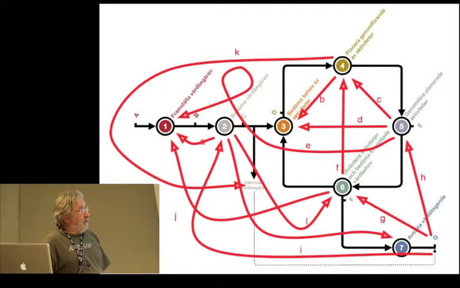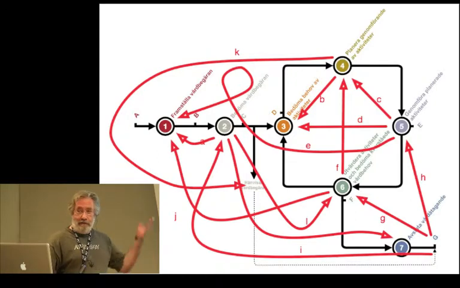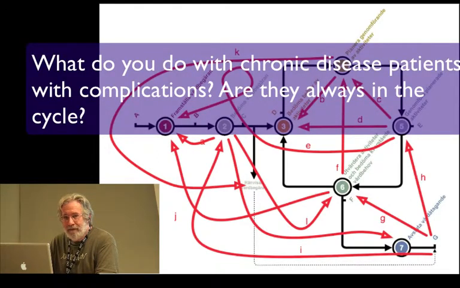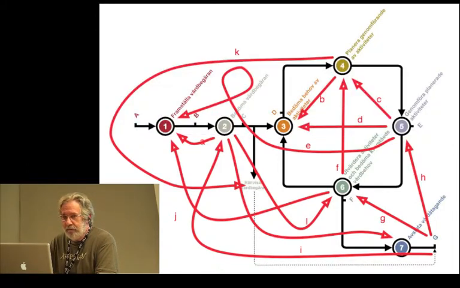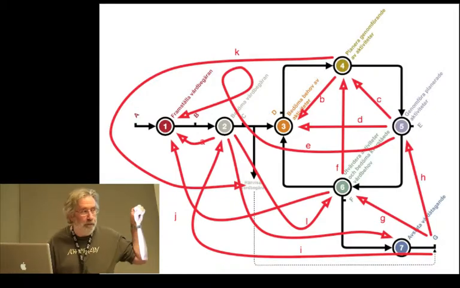Now, if you actually want to measure just how fast you can treat patients and get them through, that sounds like a Dell call center, right? If you want to get your cancer treated by a Dell call center, go ahead. Yeah, what do you do with chronic disease patients with complications? Are they always in the cycle? They must stay in the cycle. They go forever, until they die, and then they go out the bottom and to the right.